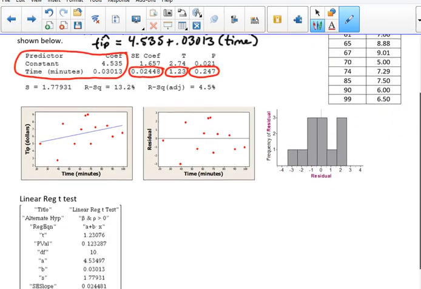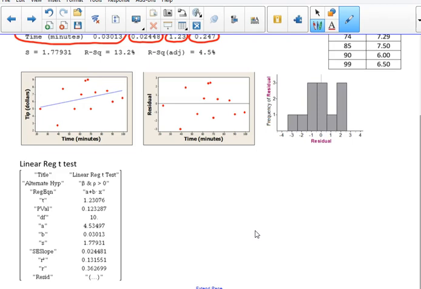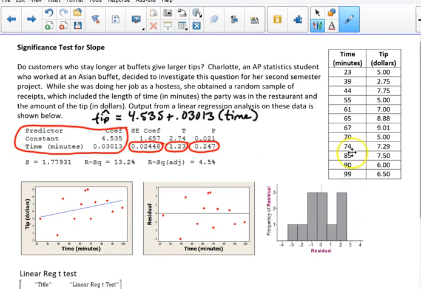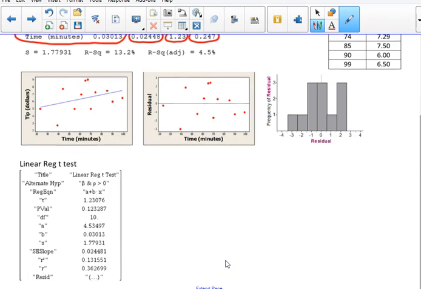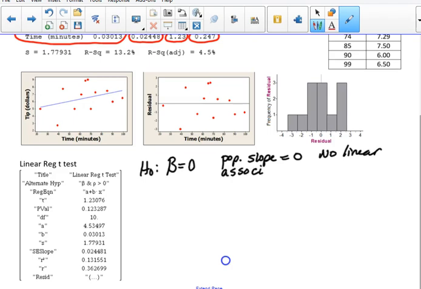Okay. Now, we need to have some hypotheses for our hypothesis test. We are trying to find out if a greater amount of time in the restaurant results in a bigger tip. In other words, we're looking to see if there is a significant positive linear relationship. So is the slope significantly greater than 0? All right. So our null hypothesis here is that the slope equals 0. We're going to use beta to represent the population slope. So we're saying the population slope equals 0. In other words, there is no linear association between time and tip.